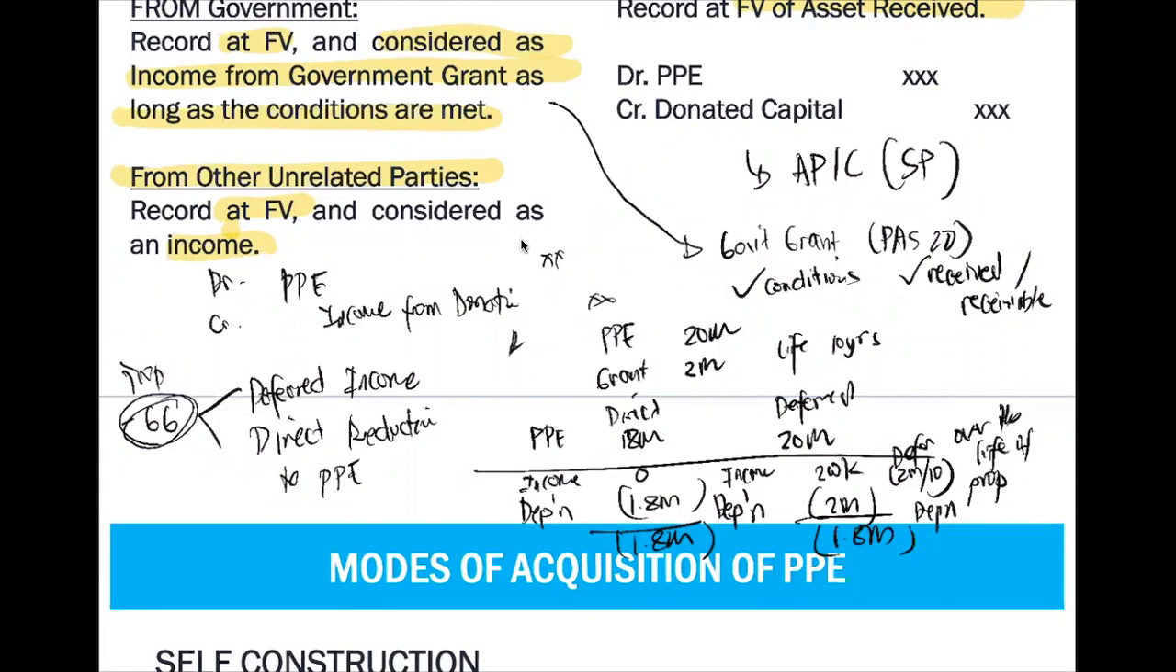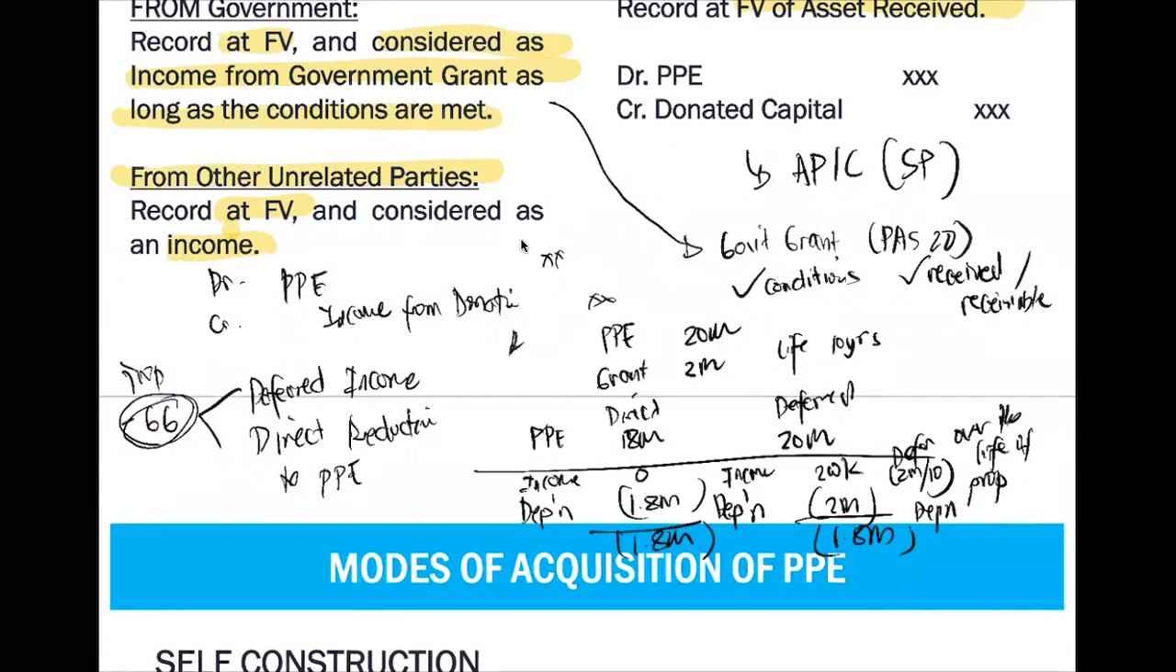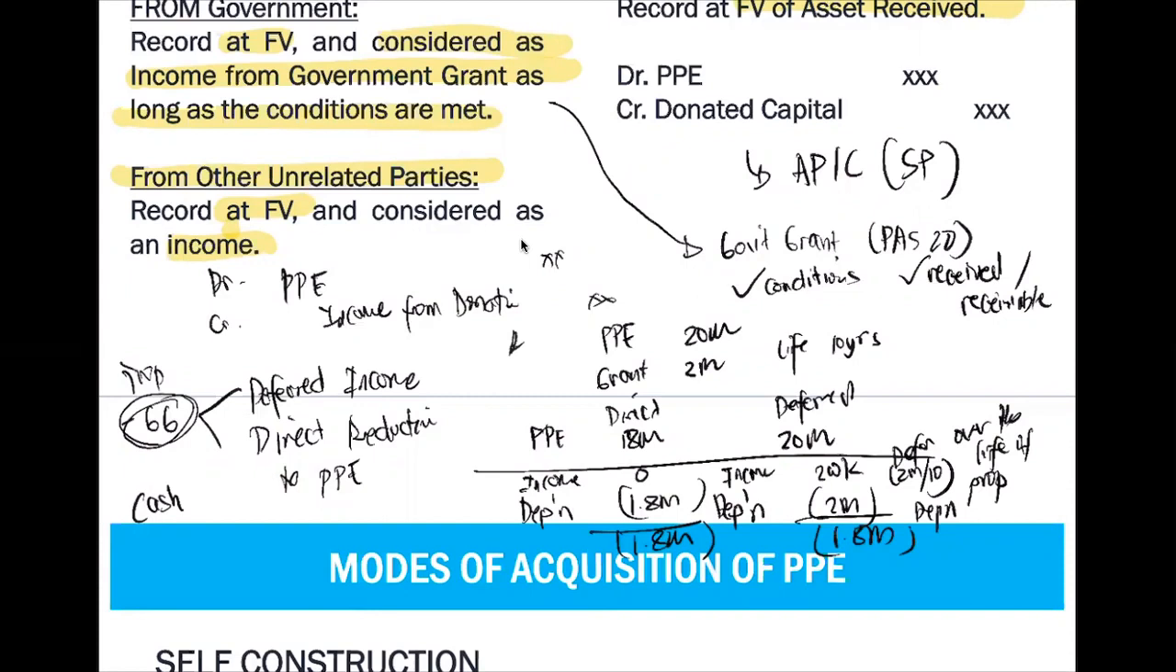If that is a direct reduction, notice that the total grant is deducted from the value of the property, plant, and equipment. So, di ba pagka-receive natin nung grant, so let's say cash, kasi nga after na to nung property, plant, and equipment, tama? So, cash. And then, we credit your property, plant, and equipment instead of income from government grant. Direct reduction kasi siya. Okay?